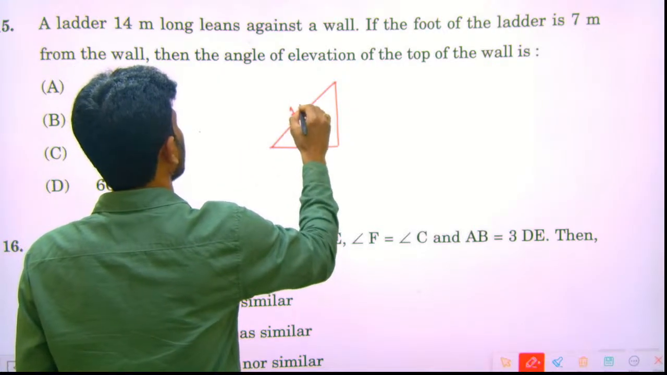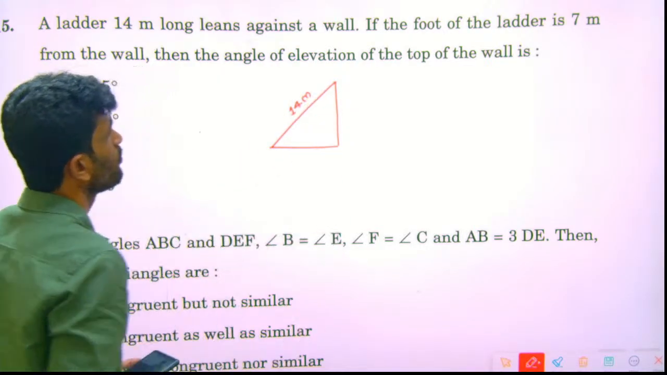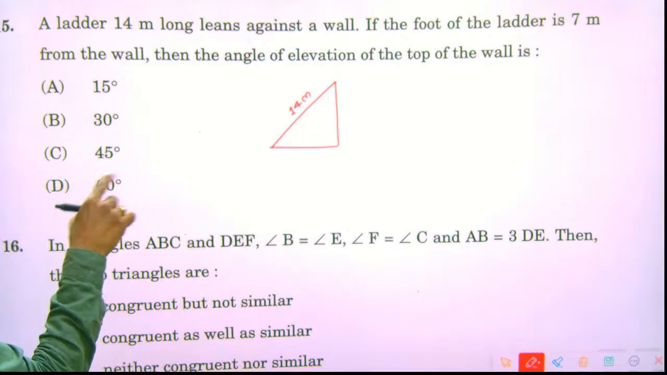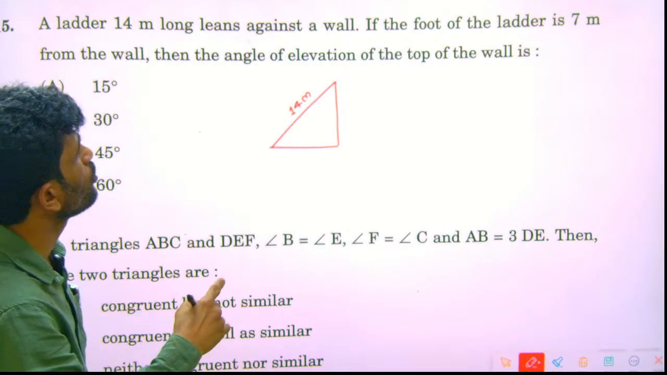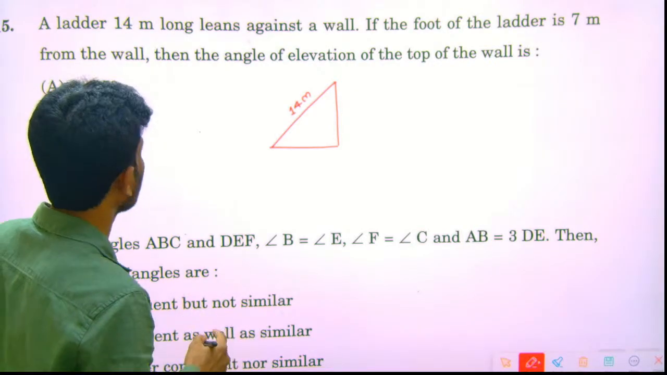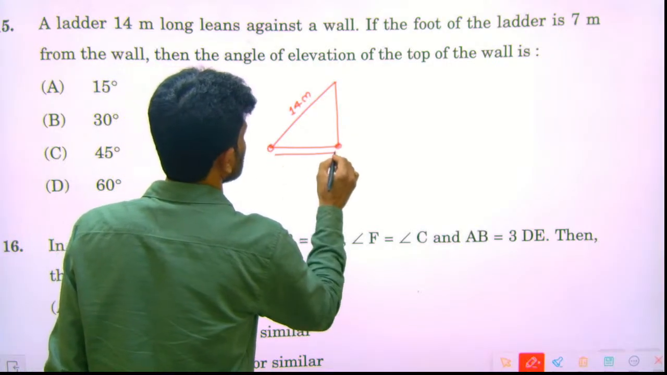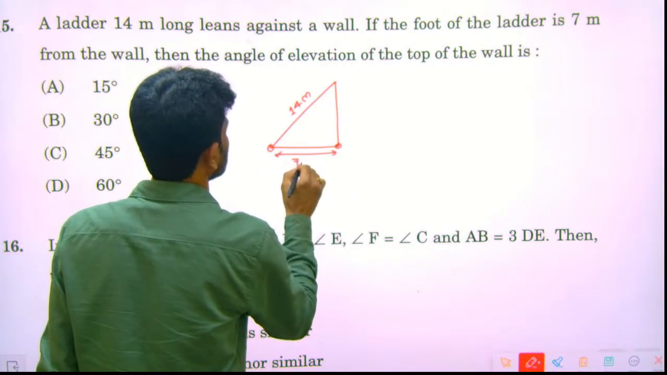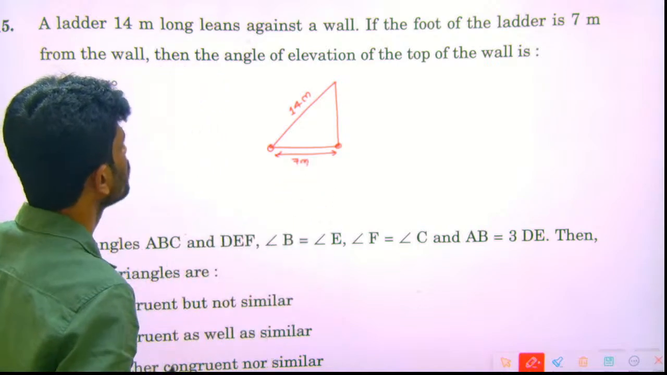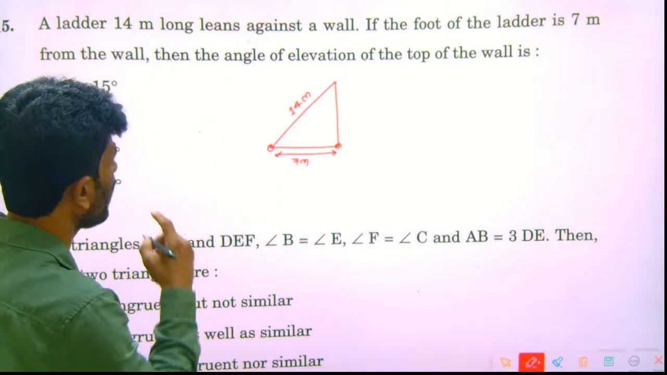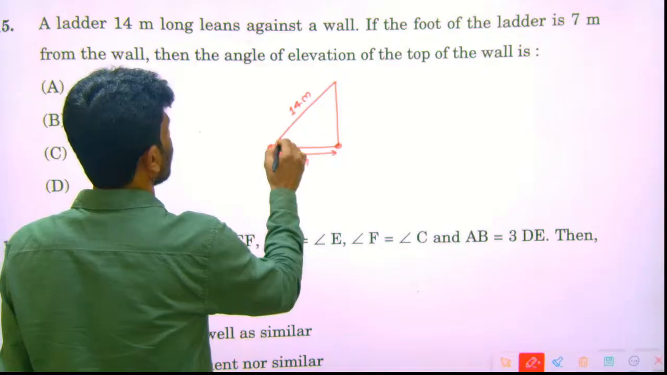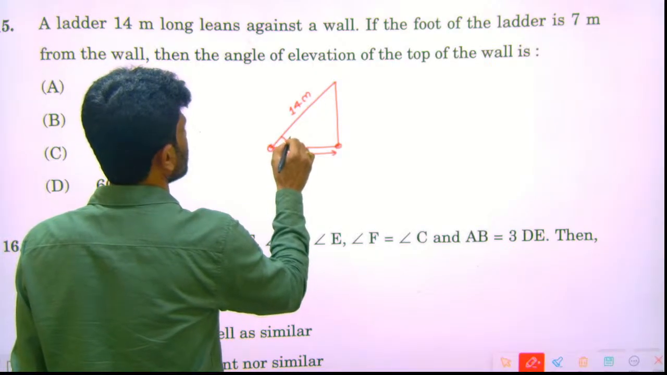So the length of the ladder is 14 meters, the hypotenuse is 14 meters. If the foot of the ladder is 7 meters from the wall, the foot of the ladder is here, this is the wall, so this distance is 7 meters. Then they are asking us to find the angle of elevation of the top of the wall. So this angle we have to find out.